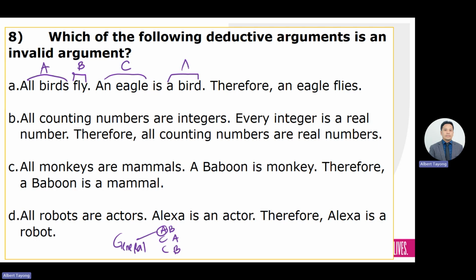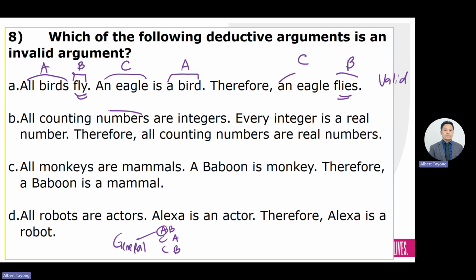Bird is A, and therefore an eagle, eagle is C, and flies is B. Simple present. So this is the base form of flies. So this is valid. The first one is general, all birds or every bird, and it follows A, B, C, A, C, B.